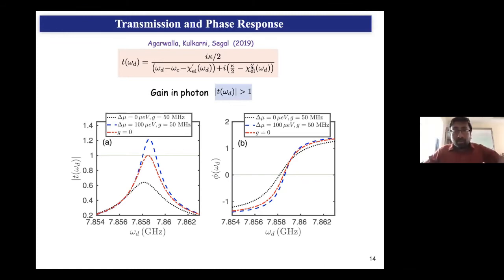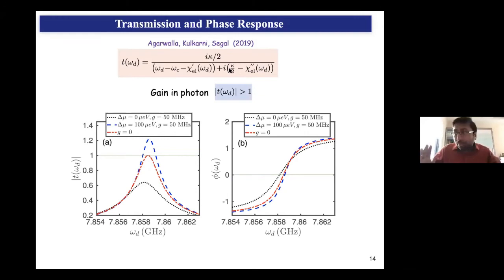But the moment you make the electronic baths go away from equilibrium, you make the chemical potential finite, what you can have is a possibility of population inversion. And because of that, chi double prime can become positive and it can compete with kappa.